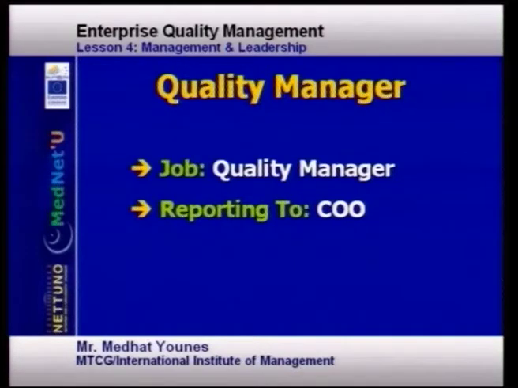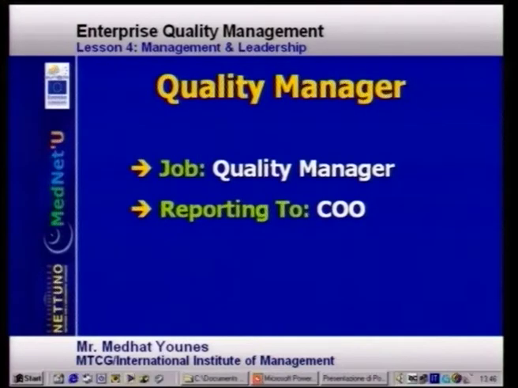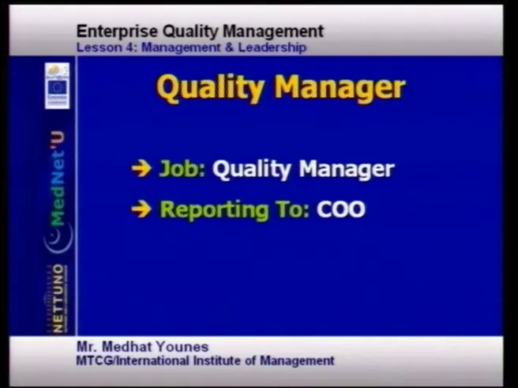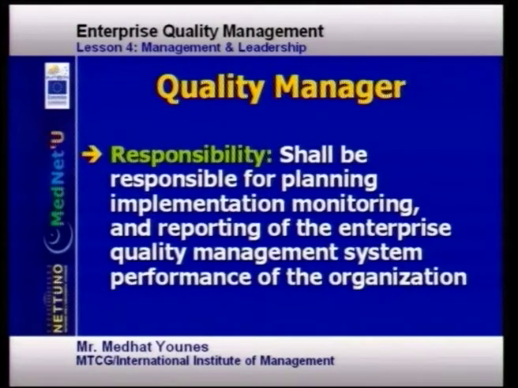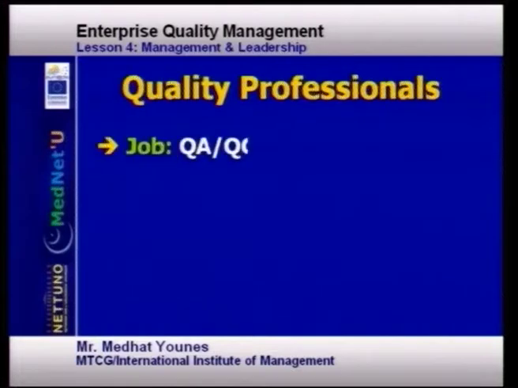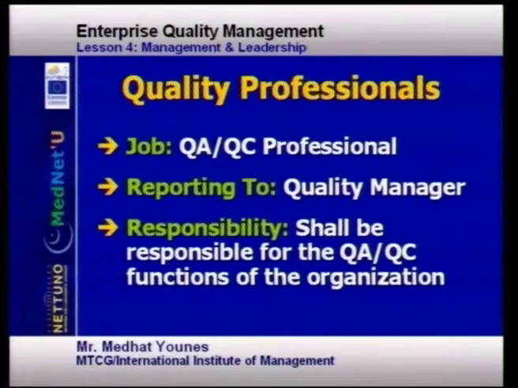Here's a brief job description of the quality manager role. Like we said, the quality manager reports to the CEO. He or she shall be responsible for planning, implementation, monitoring, and reporting of the enterprise quality management system, as well as the performance of the organization as it relates to the quality management system.